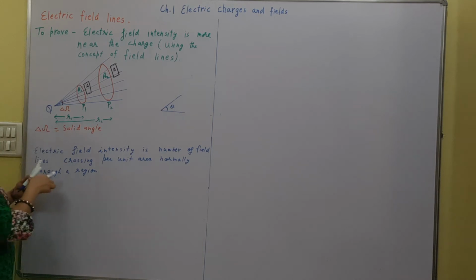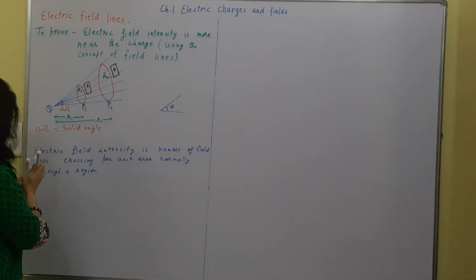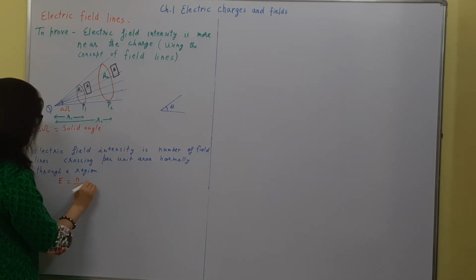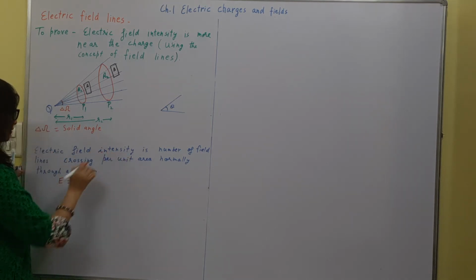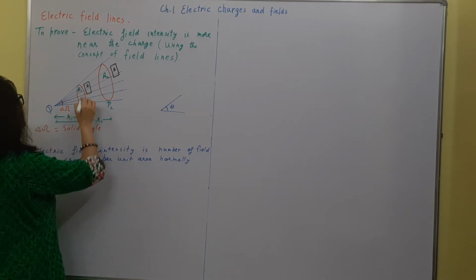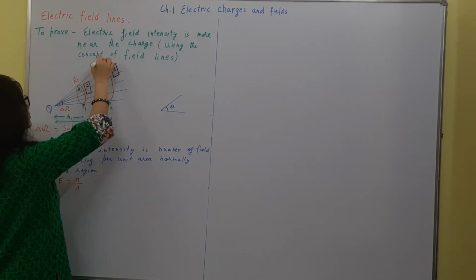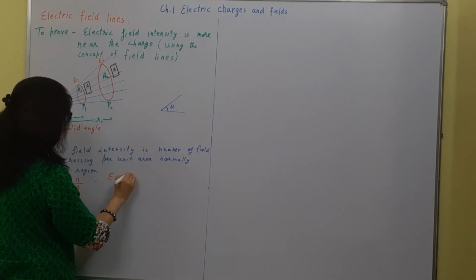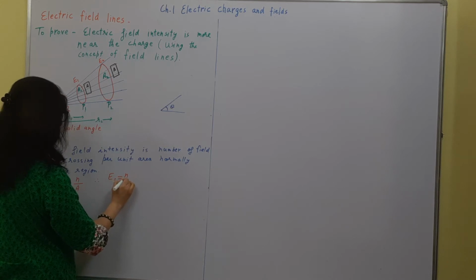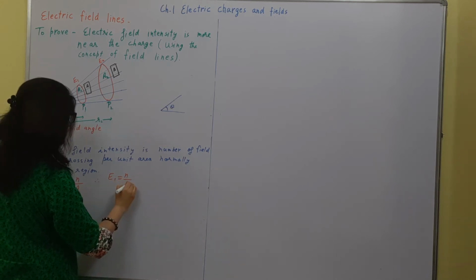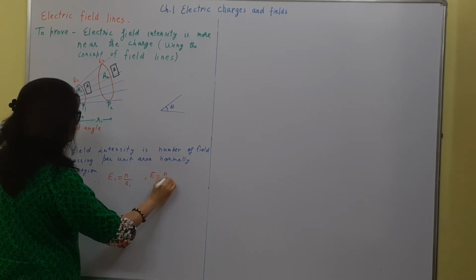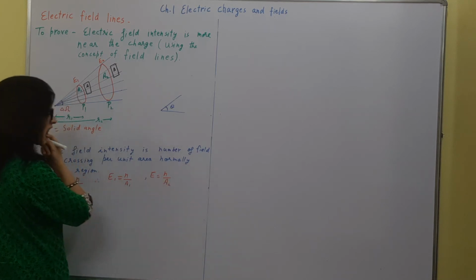So if we use this definition of electric field intensity as number of field lines per unit area crossing normally, right? Therefore we can write that electric field at this position and electric field at this position, E1 is equal to number of field lines upon A1 and E2 is equal to number of field lines per unit area A2, right?